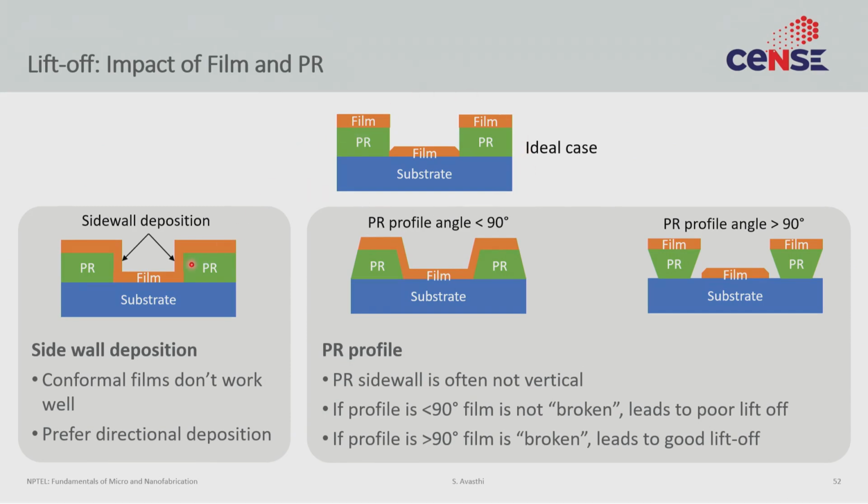Sometimes what will happen is you will get sidewall depositions. So if you get the sidewall depositions, then it's unclear when this photoresist goes away, how will this film peel, right? So you won't want this to happen. So often we prefer depositions which are directional deposition. We don't prefer depositions that are conformal. So prefer evaporation over sputtering.